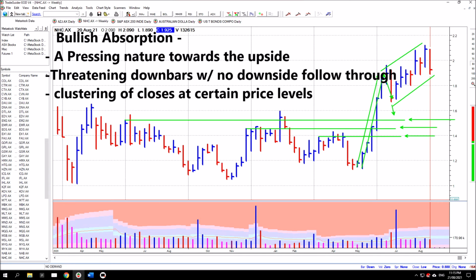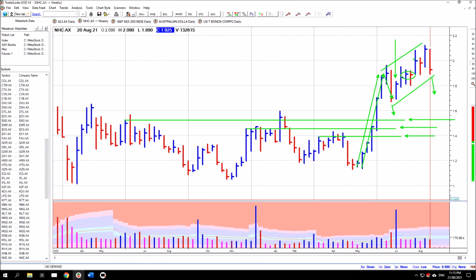Here's a threatening down bar, and here you've had a positive response here. You've got some clustering of closes all together. So we'll just have to see if there's an up bar in response here, but it's looking quite positive, and so far this is looking like a period of bullish absorption.